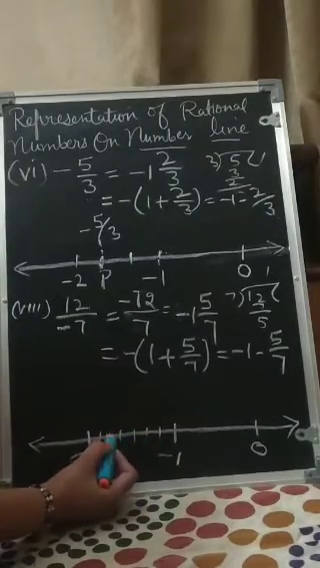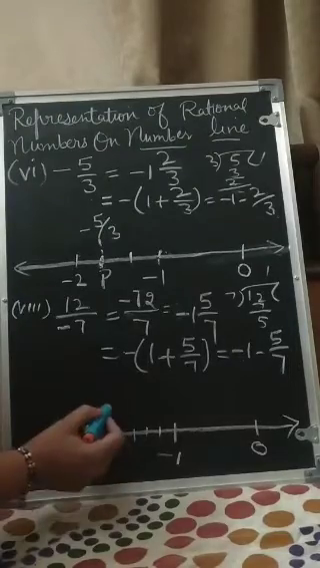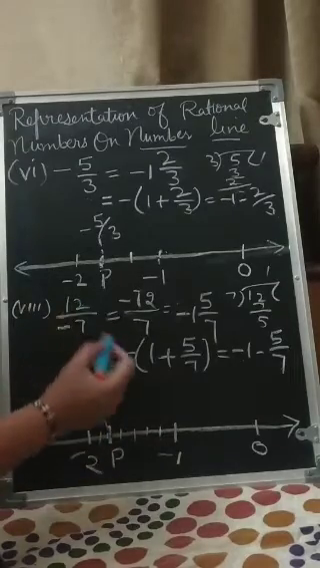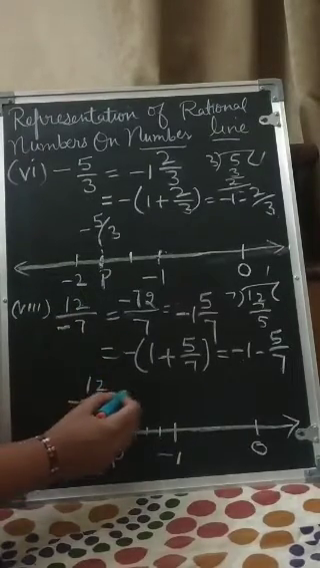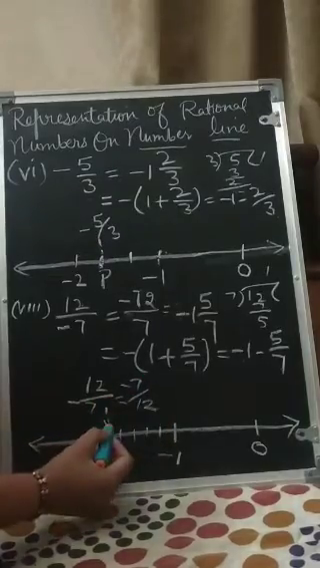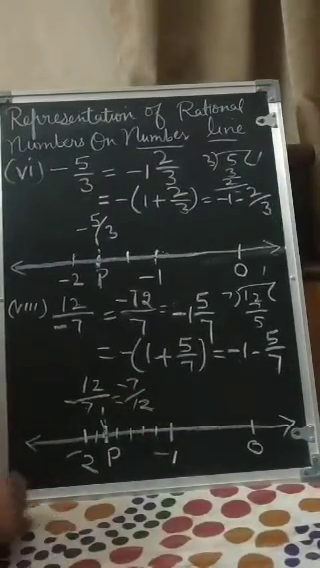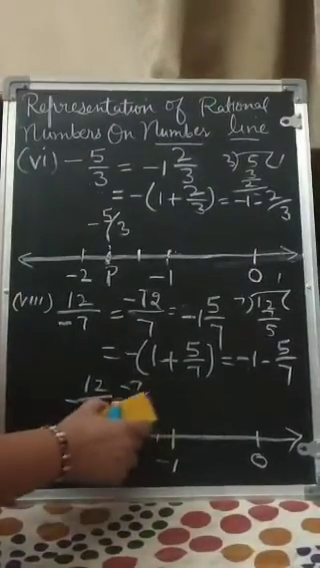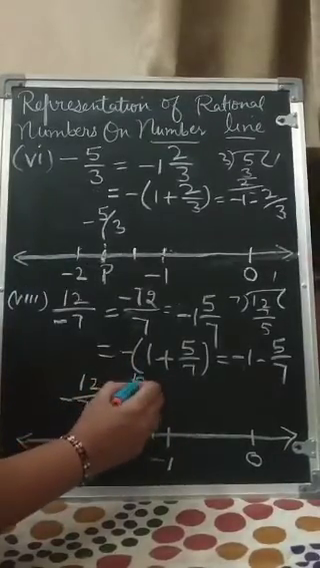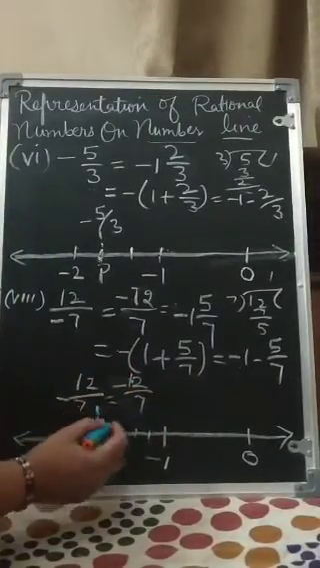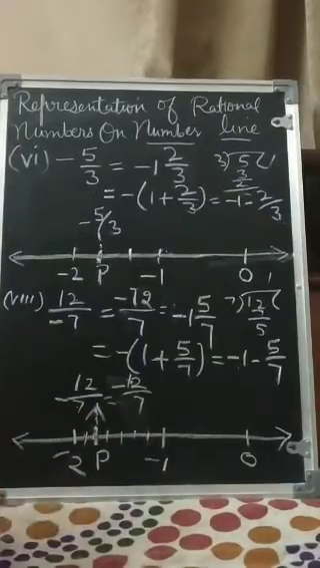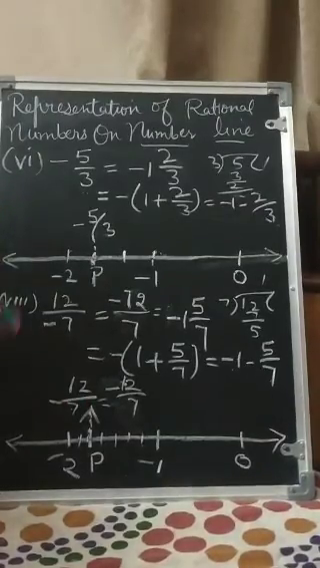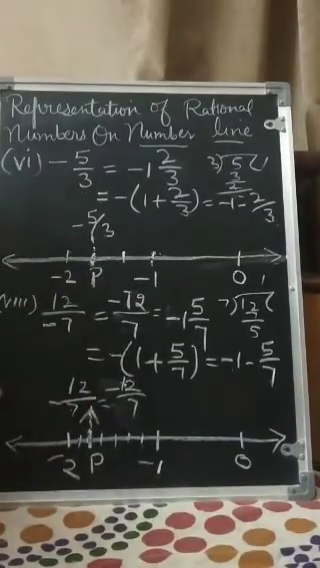So this is the point. Make it clear which is the point. It can be P, and this is our -12/7. This P point is our answer. You can make an arrow here to make it more clear. So in this way you can do your first question, do all the number lines, and the answers are there. After you draw the number line, you can see the answers for checking.